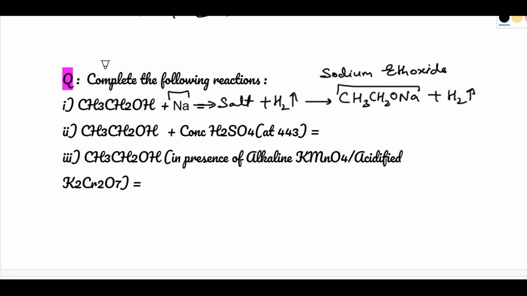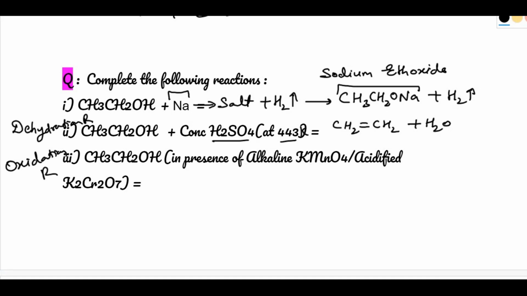What about the second one? The second one is called a dehydration reaction. Why? Because there is concentrated sulfuric acid and it takes place at 443 Kelvin. So alcohol on dehydration gives alkene and water. We have to remember the 443 Kelvin temperature. So this becomes CH2=CH2 and it gives water. That is a dehydration reaction. The third one is an oxidation reaction. Oxidation of alcohol gives carboxylic acid. So this gives CH3COOH, ethanoic acid, and water is formed.